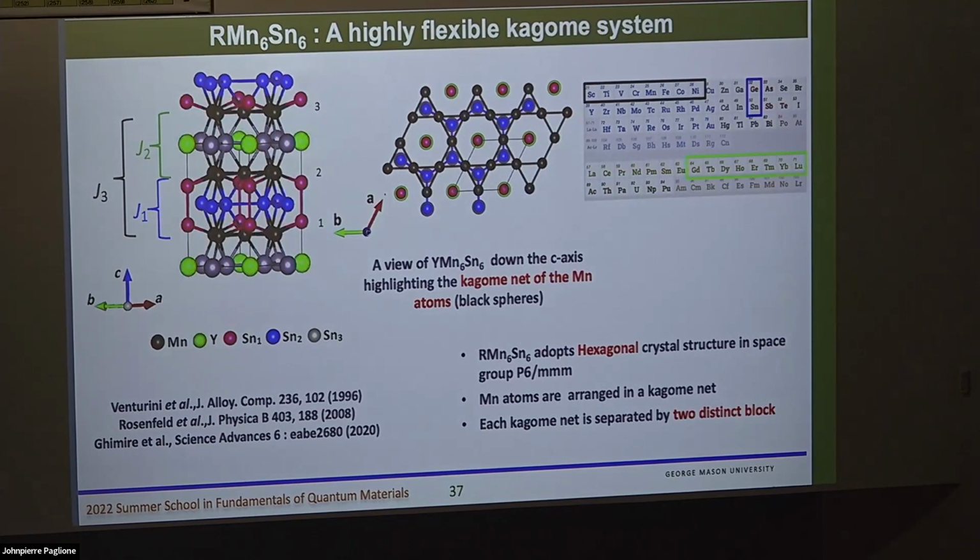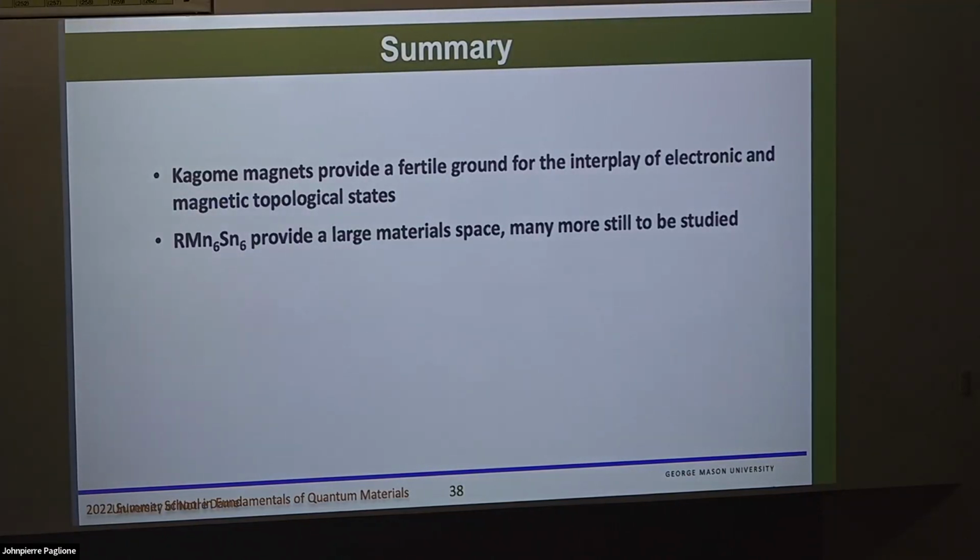So many interesting features have already been observed, and there are still a lot of things to be done in this system. There are so many things; these 3d transition metal elements have not been investigated, and there are other rare earths, and the combination of these makes this system really interesting. So I will end here saying two things. One is that Kagome magnets provide a very fertile ground for the interplay of electronic structure and magnetism. The other is, just advertising, this 166 compound provides a very big family to work on, and many things are probably going to come.